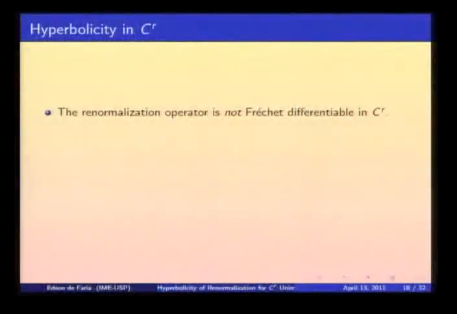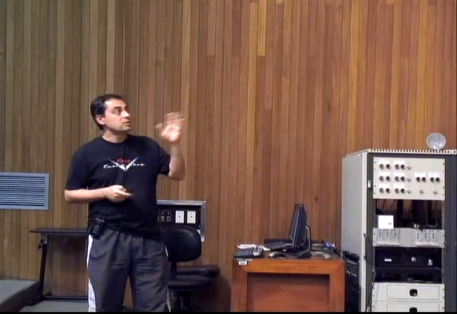So, now you want to prove hyperbolicity in C^r, but the basic problem that appears here is that the renormalization operator is not a Fréchet differentiable operator. It involves compositions. As soon as you have compositions, the composition operator is not better than continuous when you look at it as a map from C^r cross C^r into C^r, right? So you face this difficulty that the operator is not Fréchet differentiable, so you have to go around that somehow.